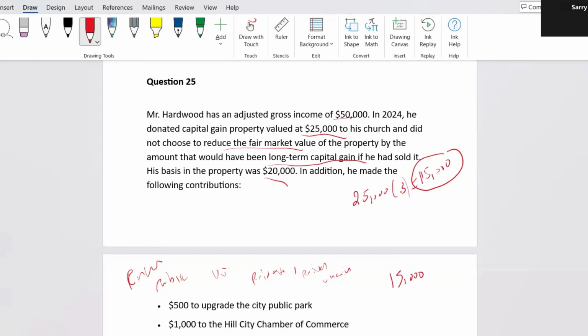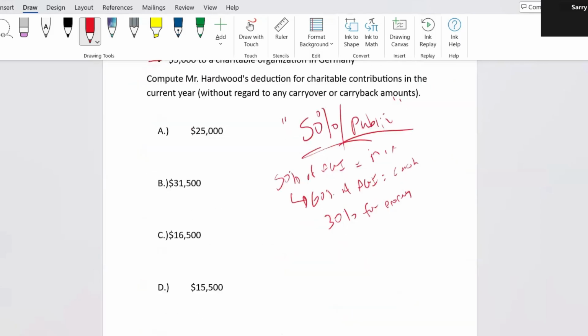$500 to upgrade the city park. That's included. So 15,000 plus 500. And then the $1,000 to the Chamber of Commerce: dues are not deductible under charitable contributions. Same thing with a charity in Germany. It would have to be a US charity for it to count. So the total calculation is $15,500, which is this answer right here.